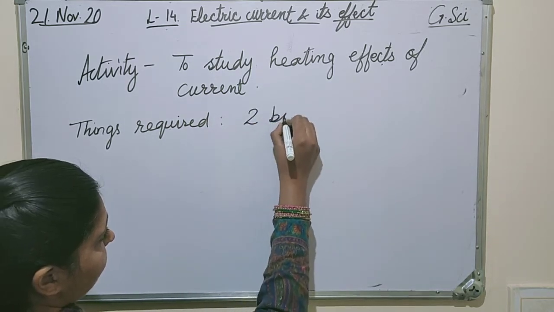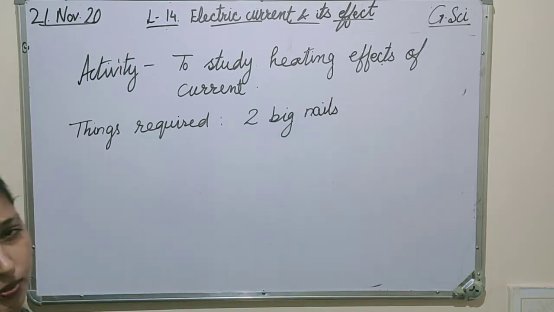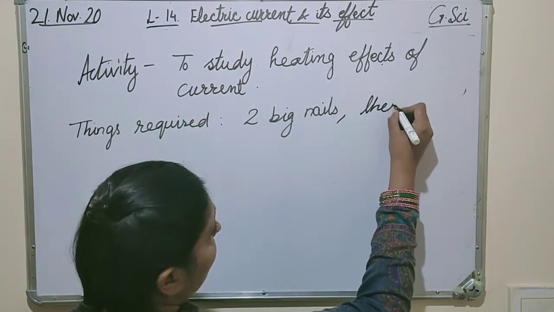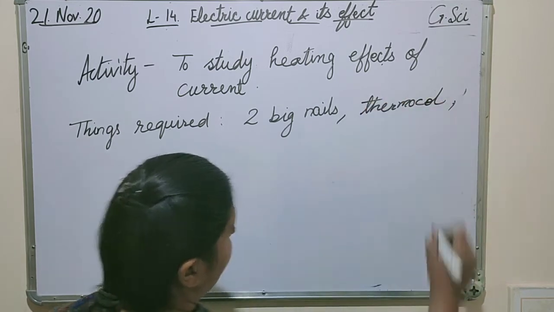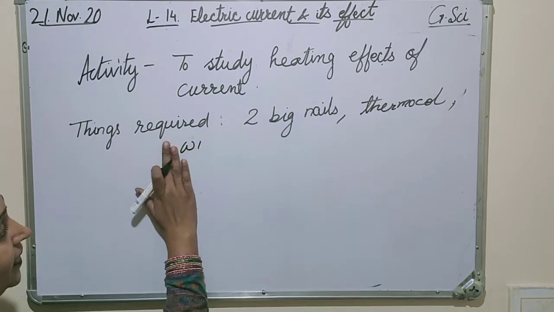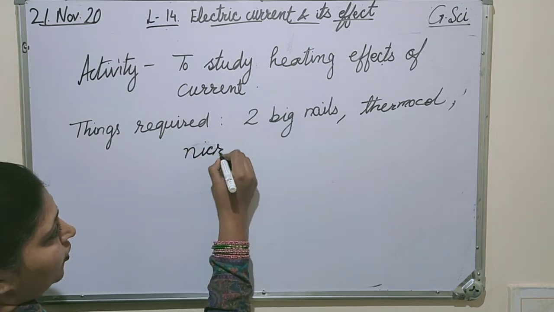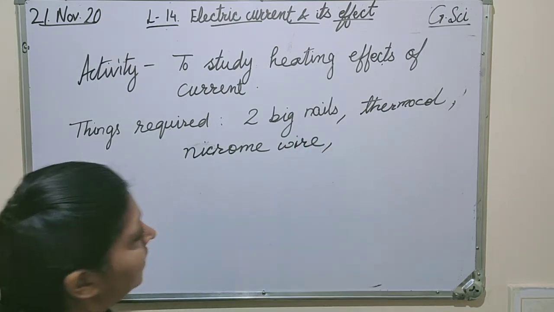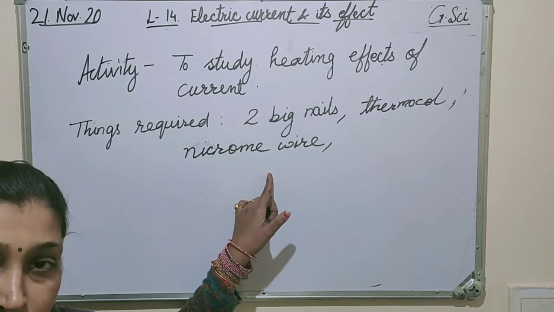Firstly, 2 big nails, or you can say screws. They should be bigger so that it is clear. Then a small thermocol sheet. Then wires, copper wire, and you can use copper wire or you can use nichrome wire. Okay, nichrome wire is a must. However, you can add copper wire with the nichrome wire also.